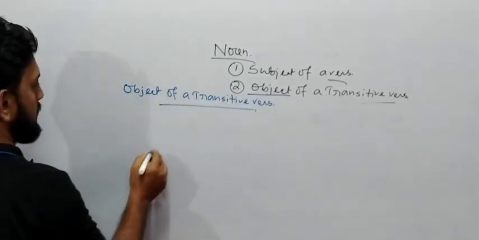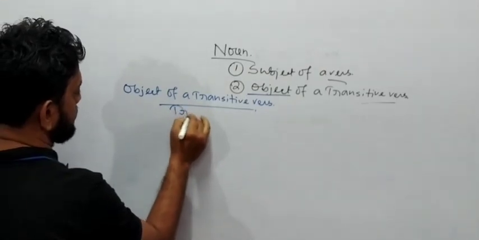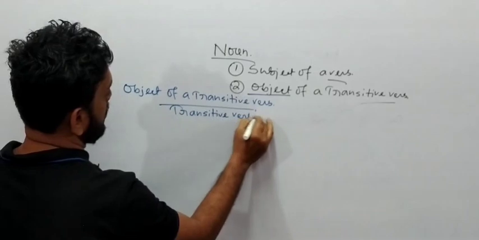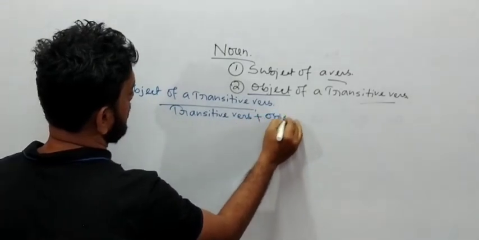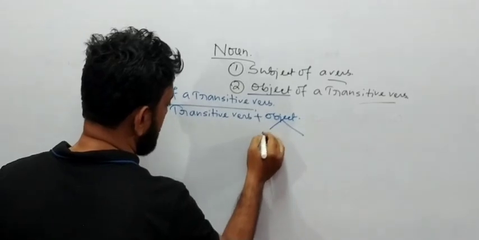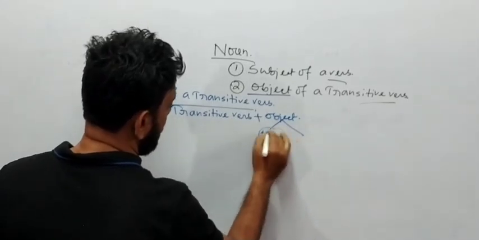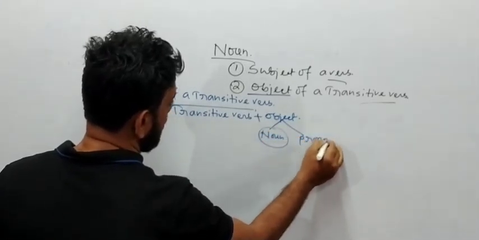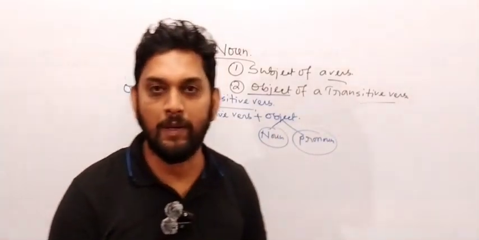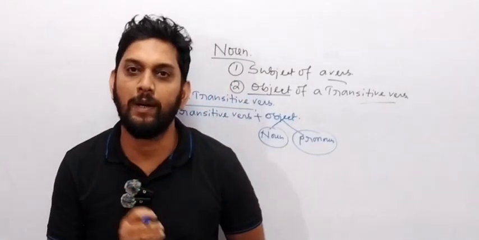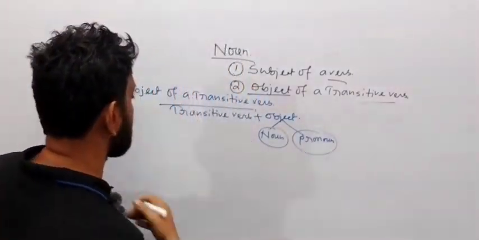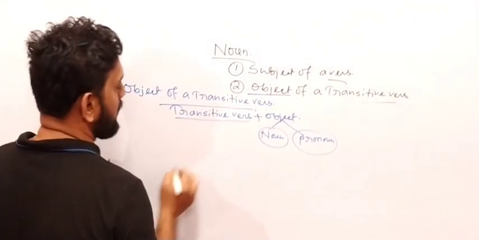What does it mean? It means that after a transitive verb, we have to use an object. And always remember, an object is always either a noun or a pronoun. So after a transitive verb, what do we need to use? An object, and the object is always either a noun or a pronoun. Now let me explain it by setting some examples.